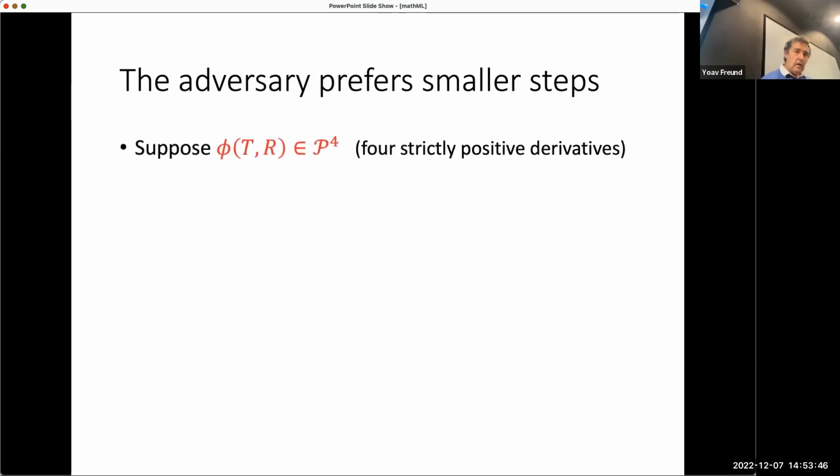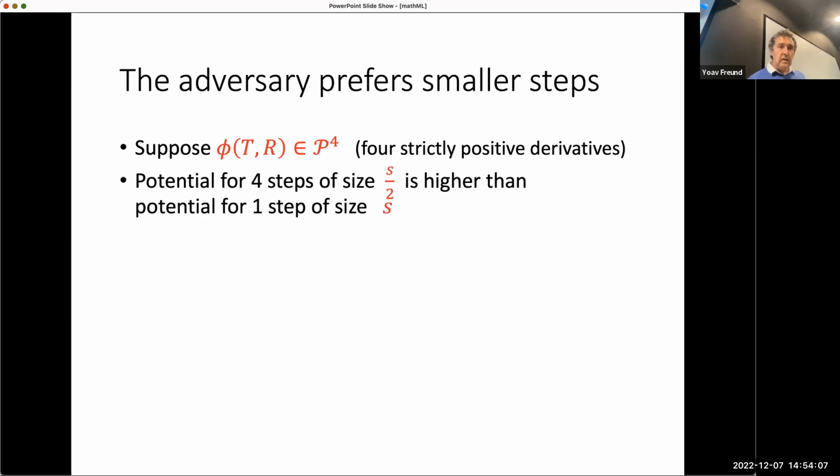So they are. This is one of the surprising results: if you don't have just 2 strictly positive derivatives of the potential, but you have 4 strictly positive derivatives, then the adversary prefers that the step be as small as possible. To say it differently, if you look at the potential recursion, the potential for 4 steps of size s/2 is higher than the potential for 1 step of size s. So whatever size step you give, it would have been better to give even smaller.